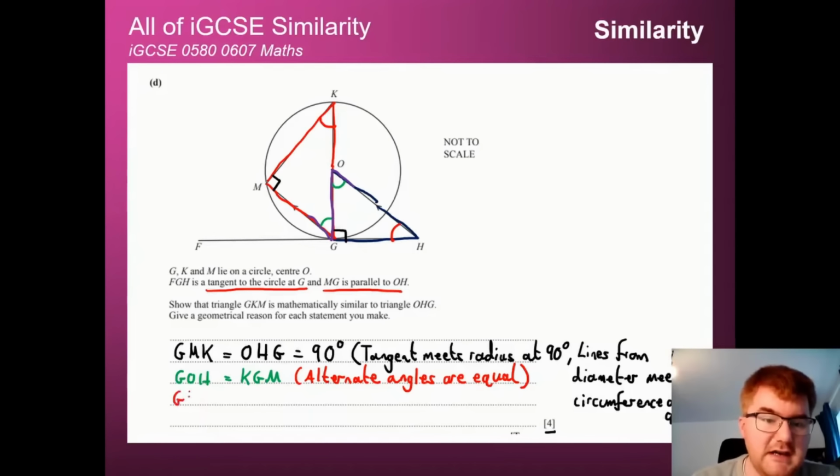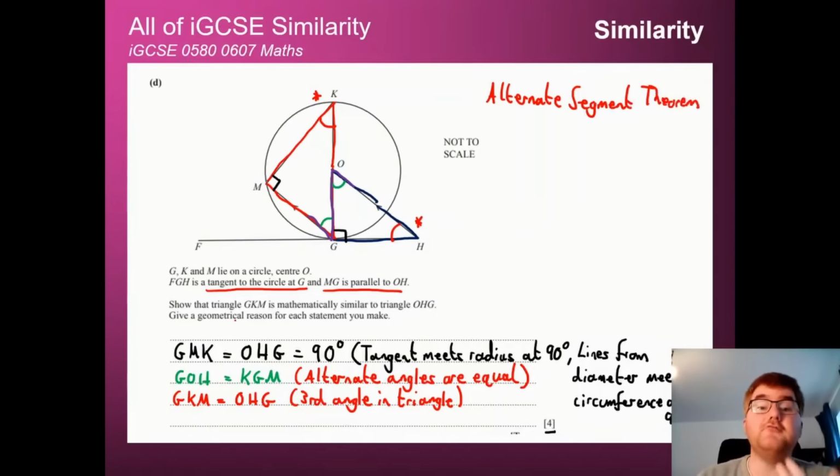So GKM is equal to OHG. Now, there's a couple of reasons you can put for this. You can say third angle in triangle. That is absolutely fine. But hopefully, some of you have spotted out there, this is also the alternate segment theorem. So this angle here must be the same as this angle here for the alternate segment theorem. Again, I really encourage you to check out my circle theorem video if you're not sure about that particular idea.